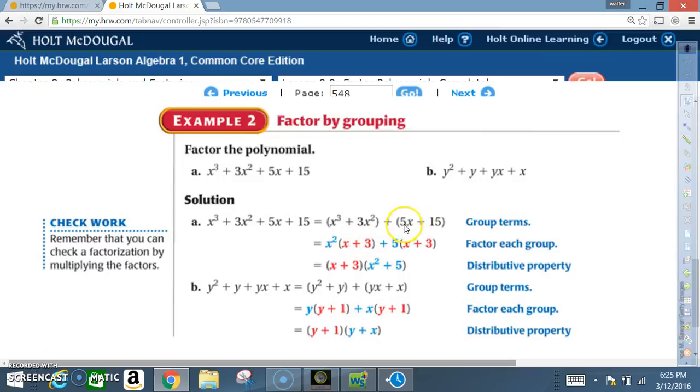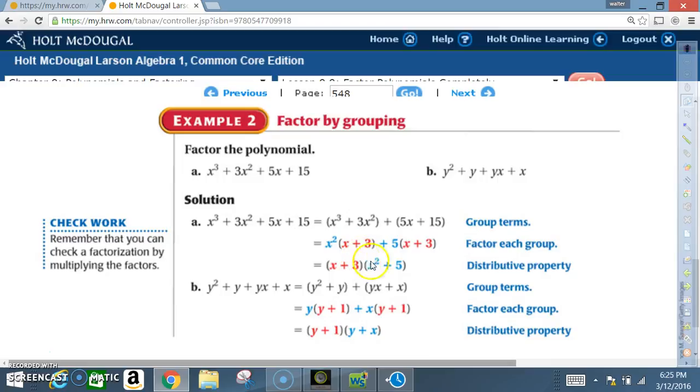I come and look at my next group. I got 5x plus 15. Well, what's the greatest common factor between 5x and 15? That's going to be 5. What is 5x divided by 5? x. What's 15 divided by 5? 3. So now I'm going to factor out once again.